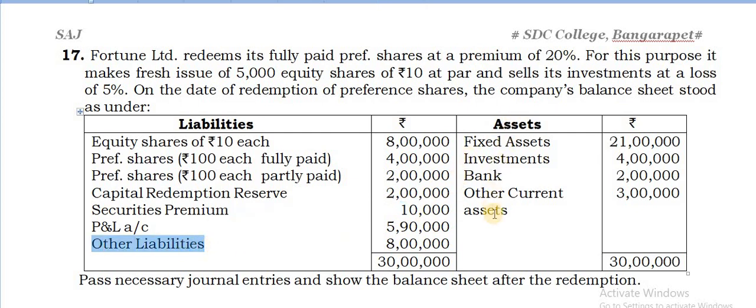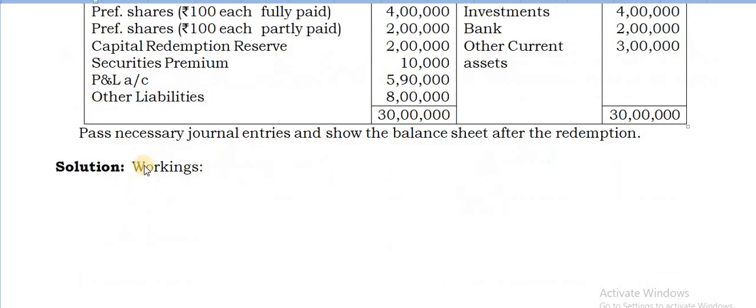Then on the asset side, you can find fixed assets are there. You can take as it is. Investments will not appear. Bank you write under cash and cash equivalents. Other current assets as it is, you can take under current assets. Alright. Well, we'll go for other things.